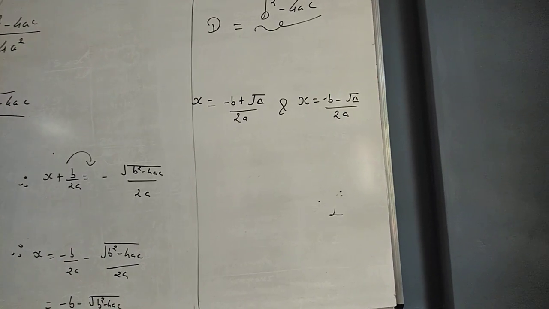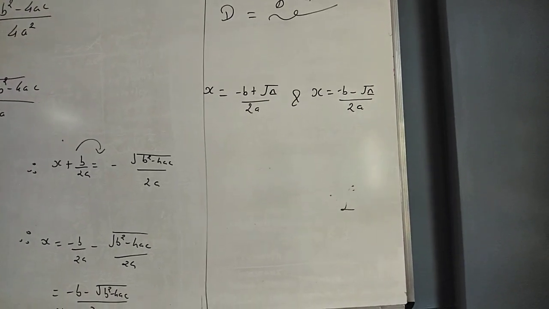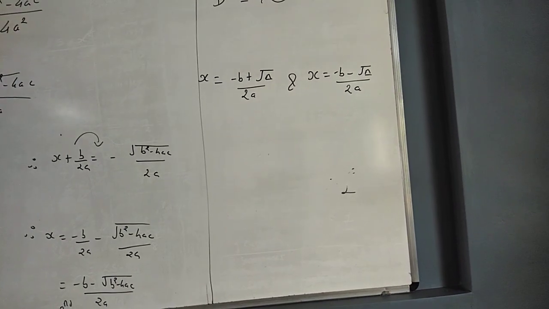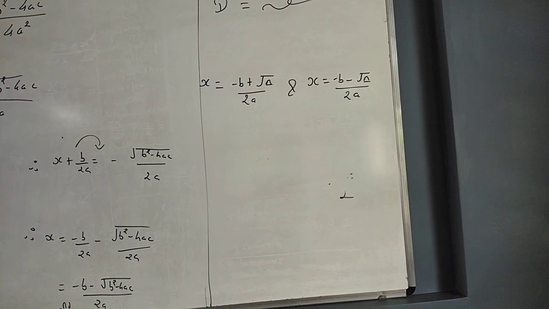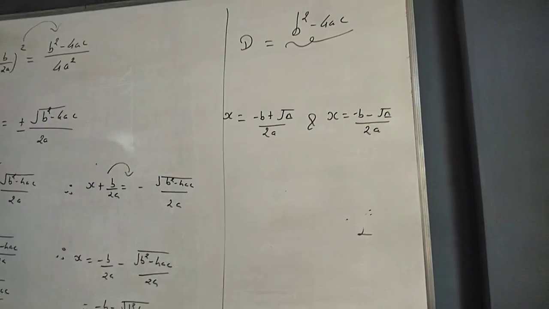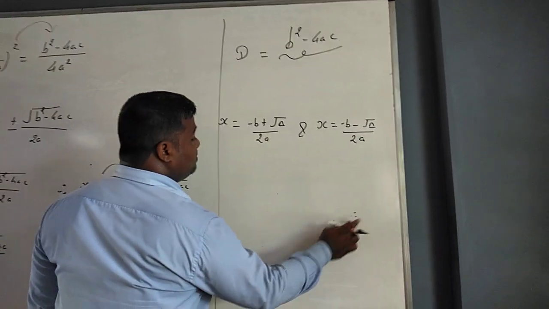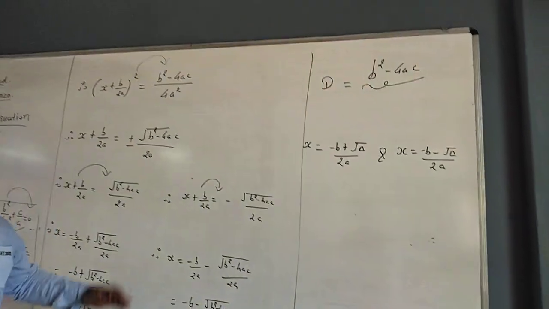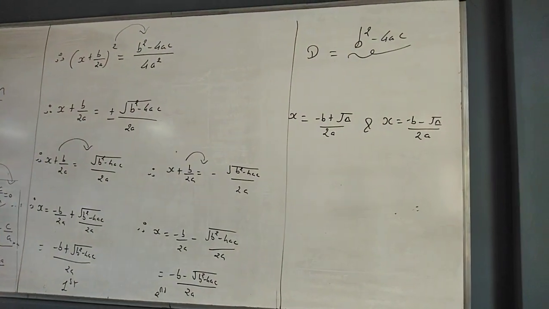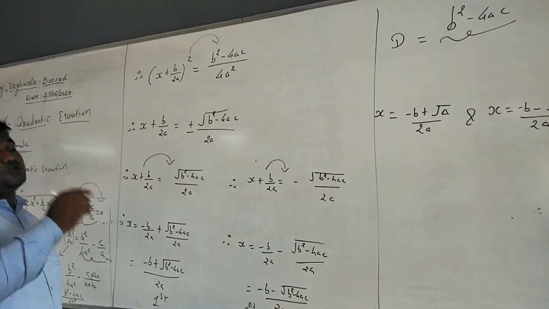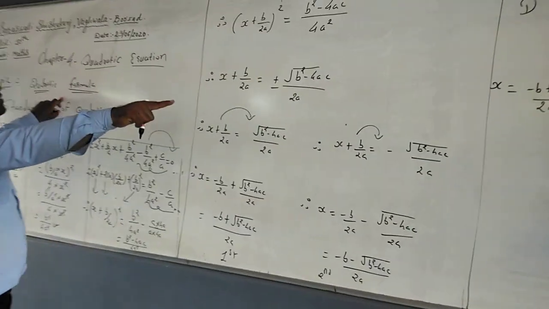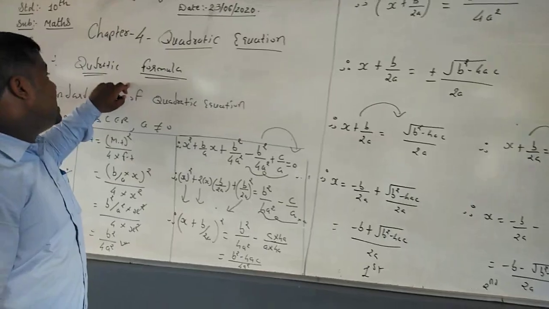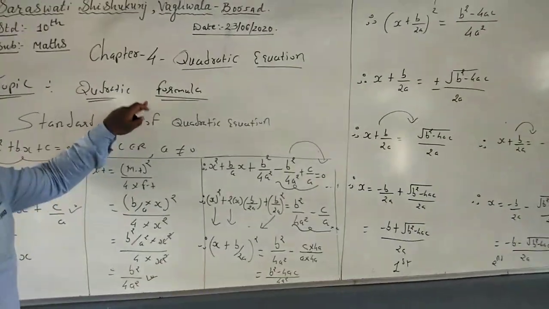Maybe one time it is asked to get the roots of a quadratic equation from the standard form. It may be asked for 3 marks. Most probably it is not going to be asked, but this is the theory portion. You must understand this theory, which we got with the help of the completing square method. Now we are going to solve the sum with the help of the quadratic formula. This is the root of it. Now I am going to start the sum.